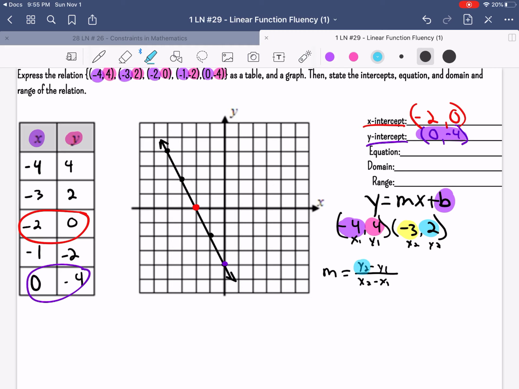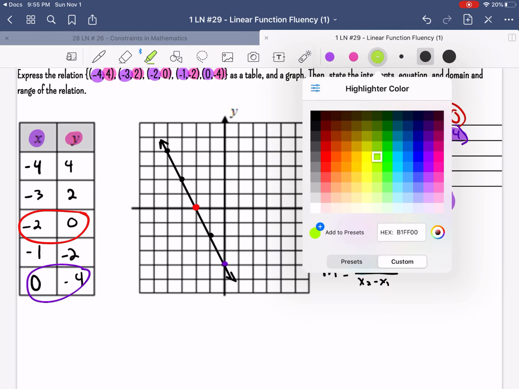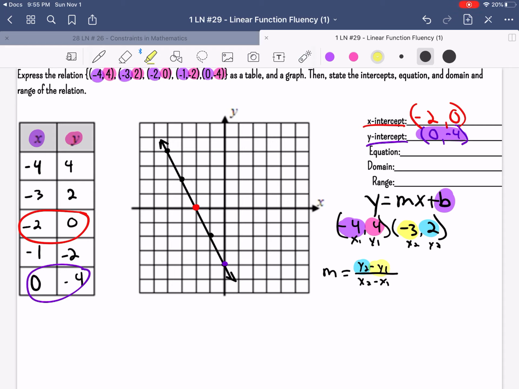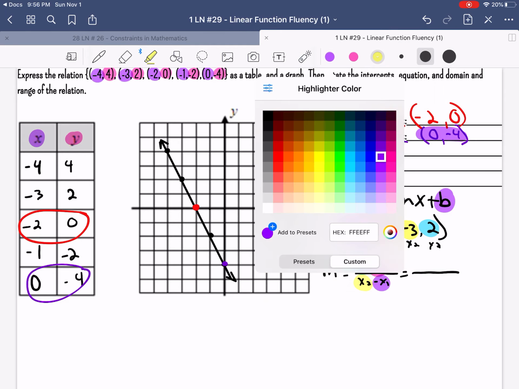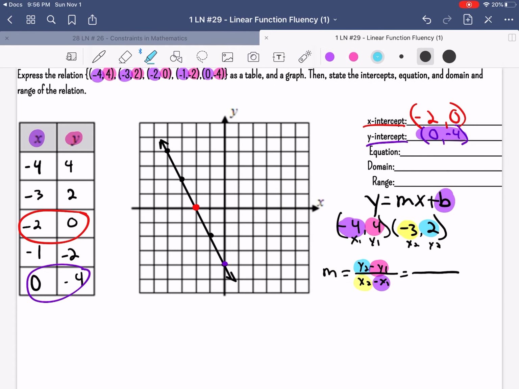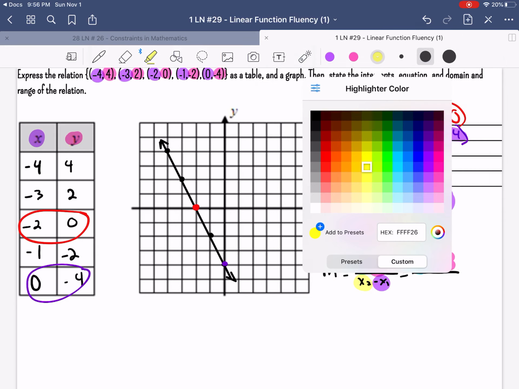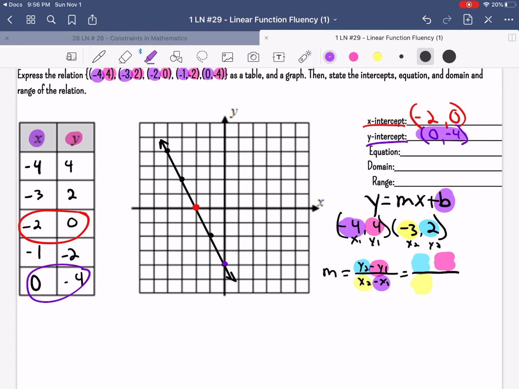So y2 is blue, y1 is yellow. Oops, see, I even get confused. y1 is pink, and x2 is yellow, and x1 is purple. Okay, so now I'm going to color code first, which is why I do the color coding. So blue and pink are on the top, yellow and purple are on the bottom.